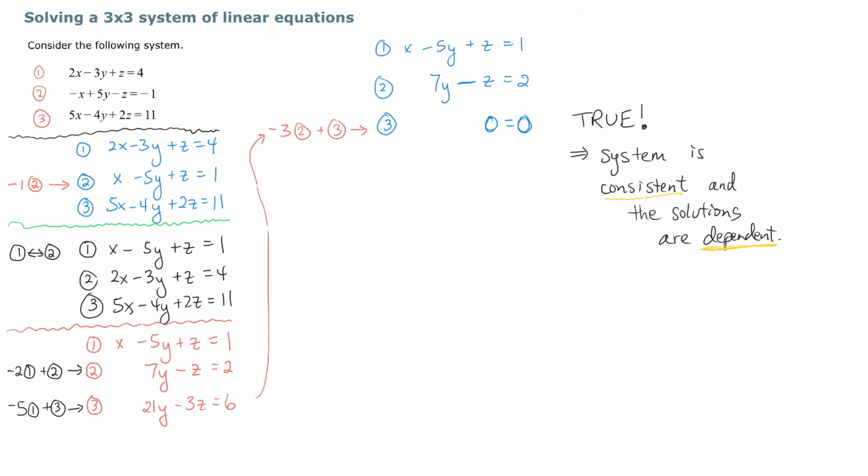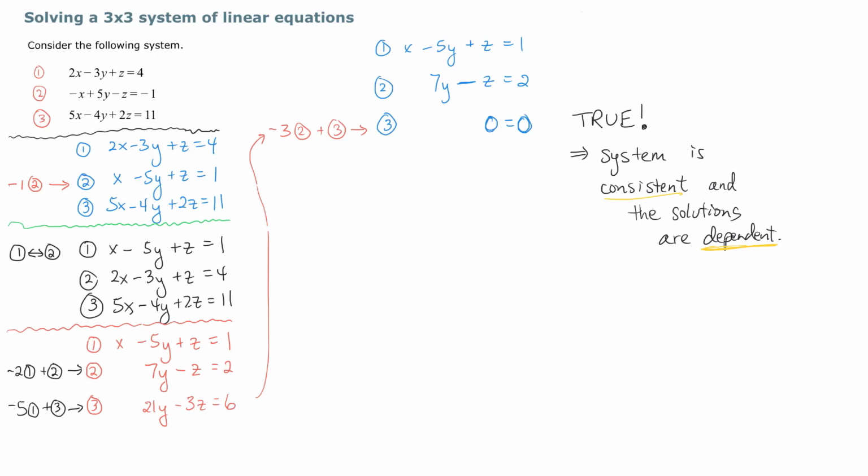Let's find that dependency relationship. It's not going to be too hard. What we want to do is realize that y depends on z. Z right now is our free variable. So we certainly could solve for y.